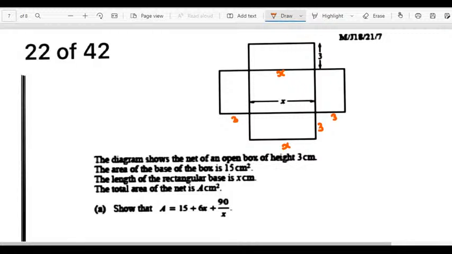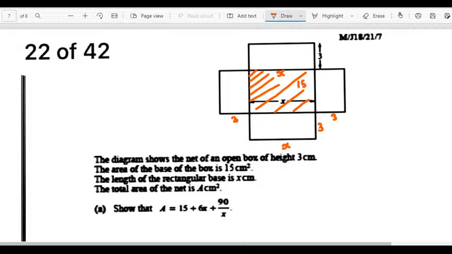Anything that you did not understand so far? No. Okay. All right. So it exactly says the diagram shows the net of an open box of height 3 centimeters, the area of the base of the box. What is the base? Are you able to visualize this as a cuboid? This would be the base of the box, and it is 15 centimeters squares. So this area is 15 centimeters squares.